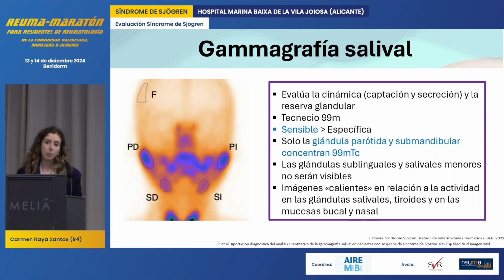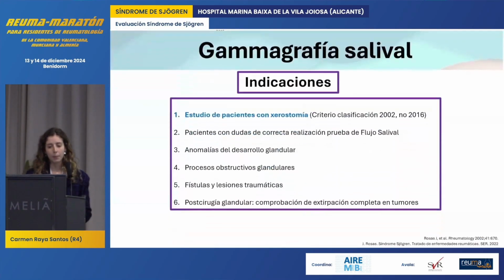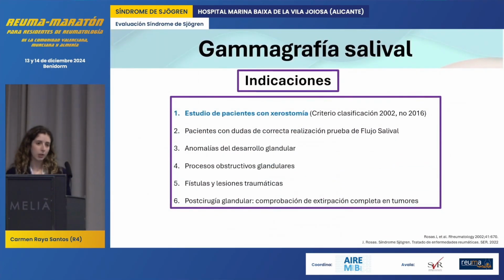And yes, there are hotspots visible in the scan, which are associated with the salivary glands, the thyroid, the oral mucosa, and the nasal mucosa. When is this test indicated? Well, it's used in the evaluation of a patient with xerostomia. Let's remember that this test was included in the 2002 criteria, but not in the 2016 ones, okay? If we have doubts with the other test, we can request this one, okay? But as I said, it's not the usual approach.